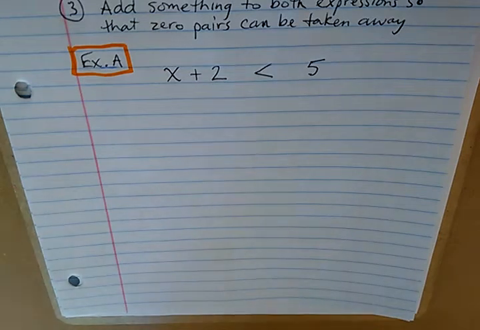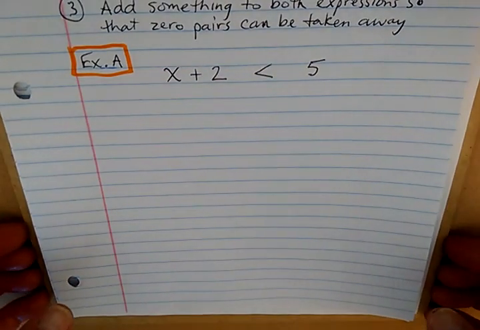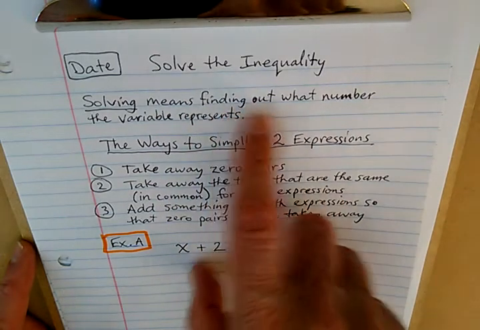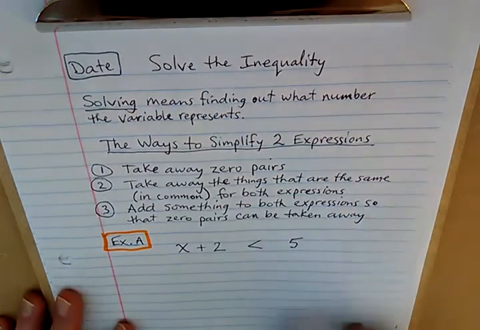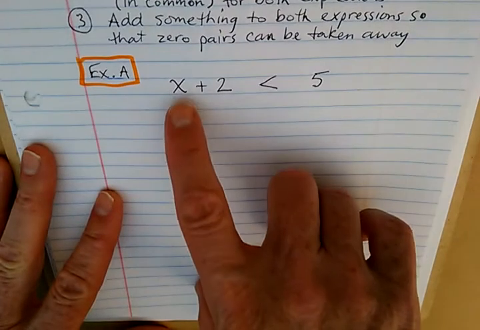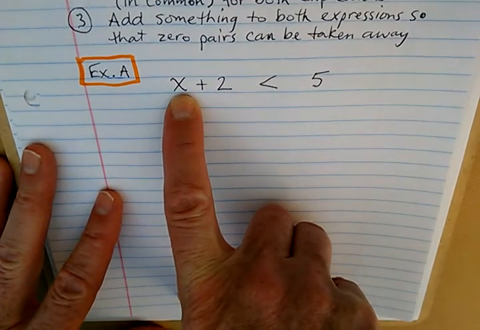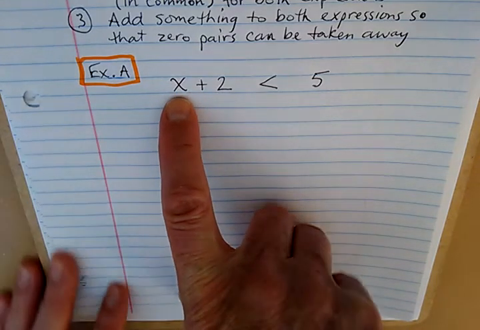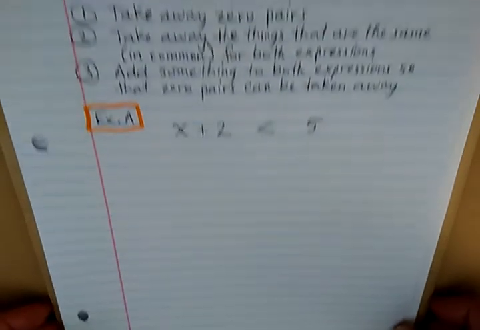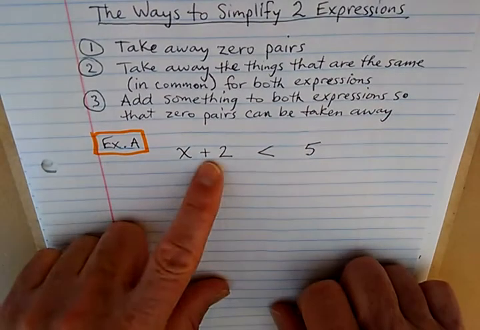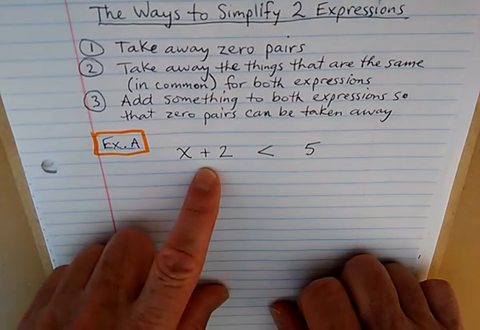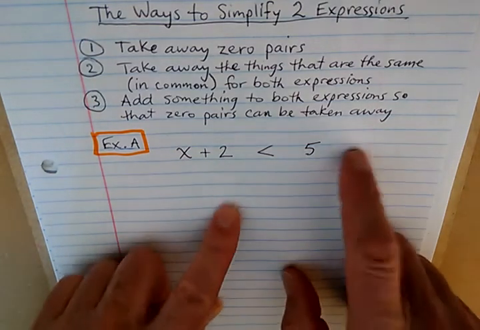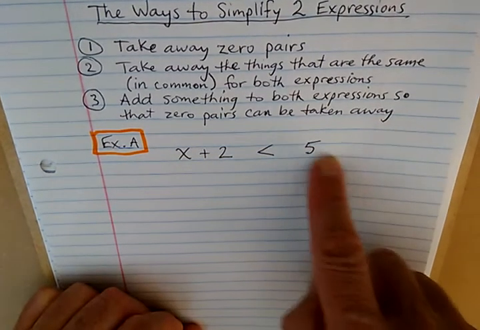Okay, so what we're trying to do is solve, and we found out earlier that solve means finding out what number the variable represents. So x is our variable here. What number is represented by x? So this is a number, but we've got to figure out what number it is. All right. Well, when we look at this expression here, I don't see any zero pairs. We have some positives, positive 2, but I don't have any negatives, so I can't take away zero pairs. And there's definitely no zero pairs on the right side.